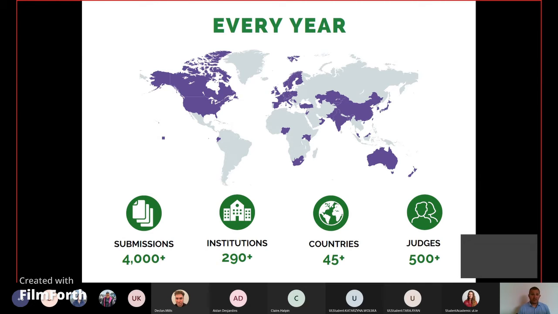So as I mentioned from the outset, this is a global program. We get about 4,000 to 5,000 submissions on average per year from about 300 universities in 45 to 50 different countries. So it's a big program.